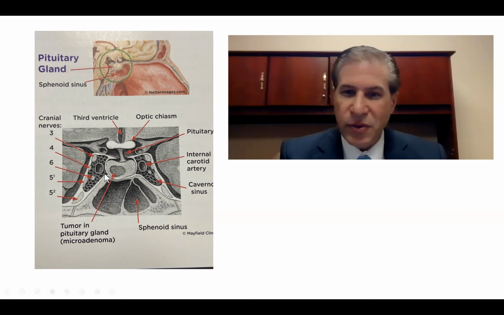The third, fourth, and sixth are involved in eye movement, and the first and second division of the fifth nerve are involved in sensation of the forehead, eye and cheek areas. Those are most likely to be affected in an apoplexy event. So if there's a sudden swelling of a pituitary tumor through a stroke or a bleed, and it suddenly compresses into the cavernous sinus, one may notice some of those nerves affected, so there may be difficulty moving the eye.